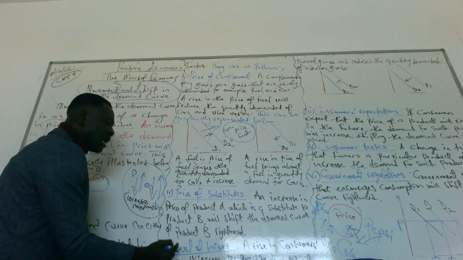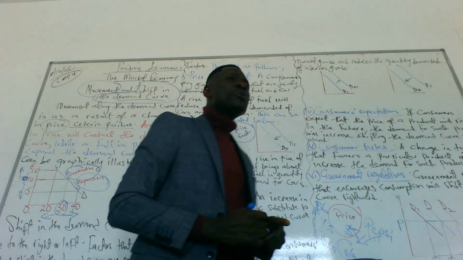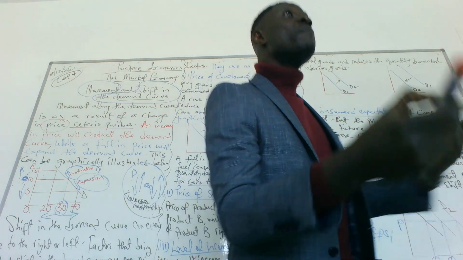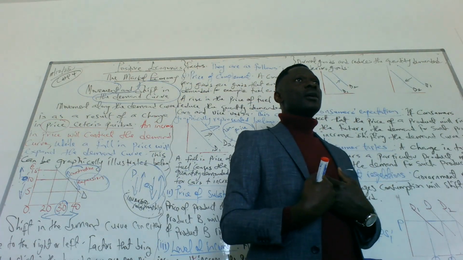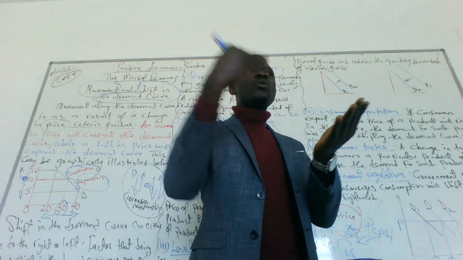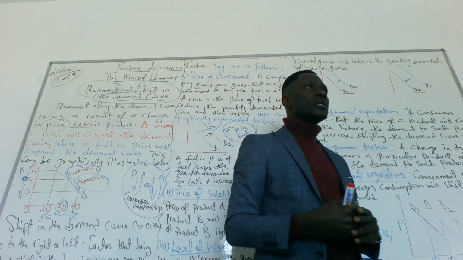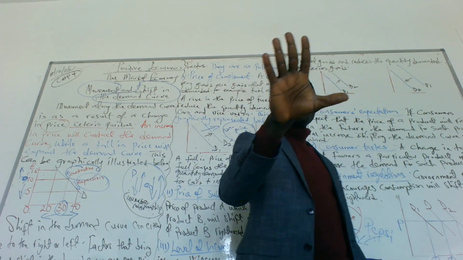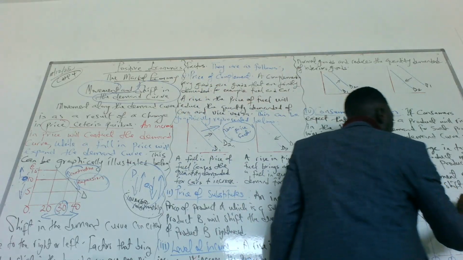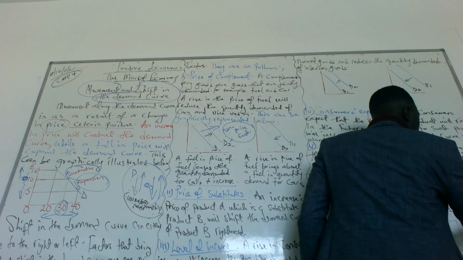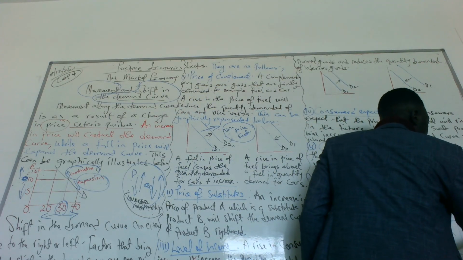The next one is level of income. When we talk about income, we're talking about the amount of money we make or we earn. So if my income increases, the quantity demanded of goods will also increase. But when it comes to income, we have two things. We have normal goods and inferior goods.